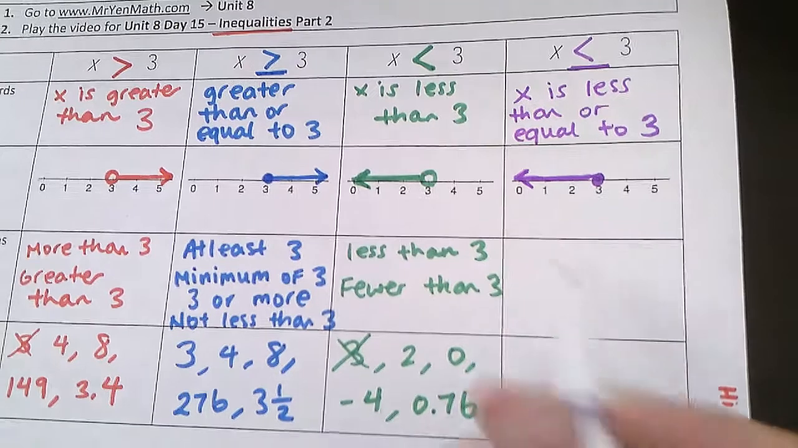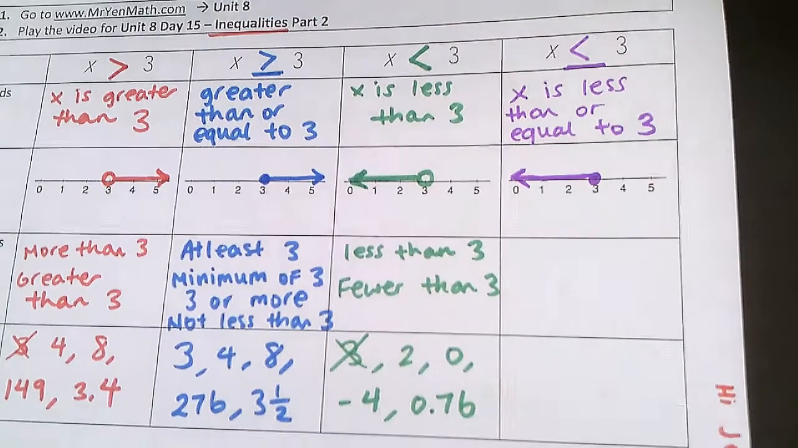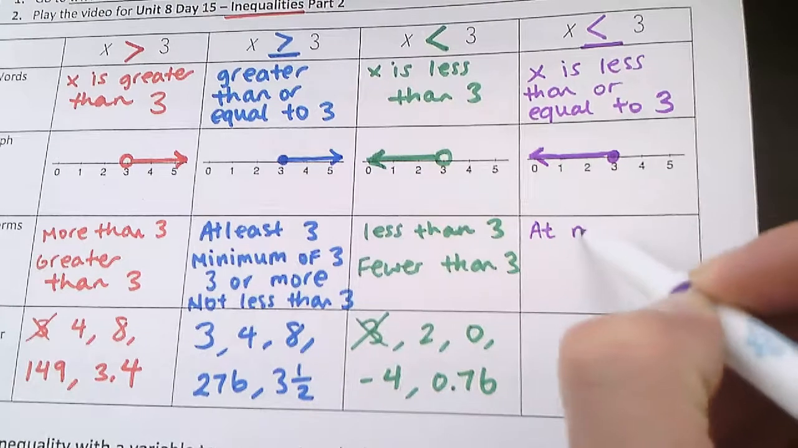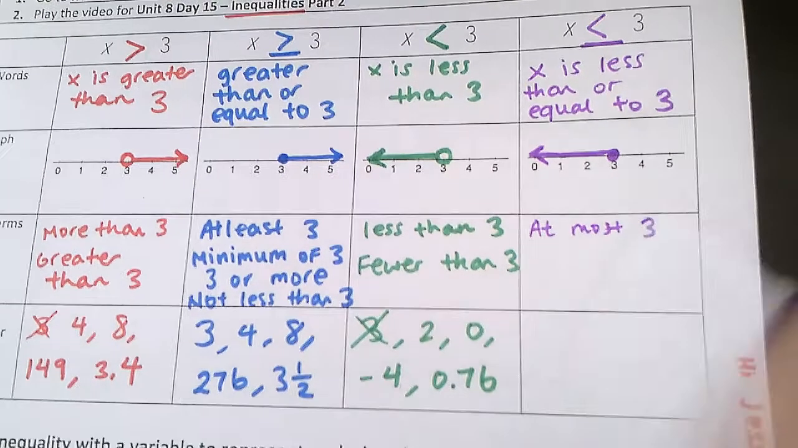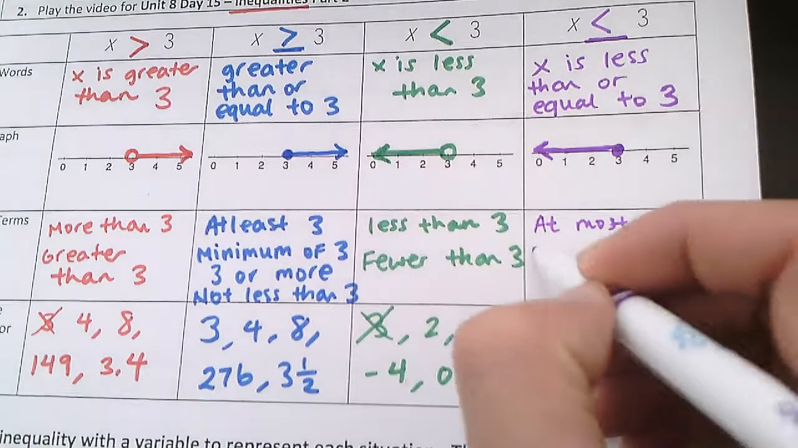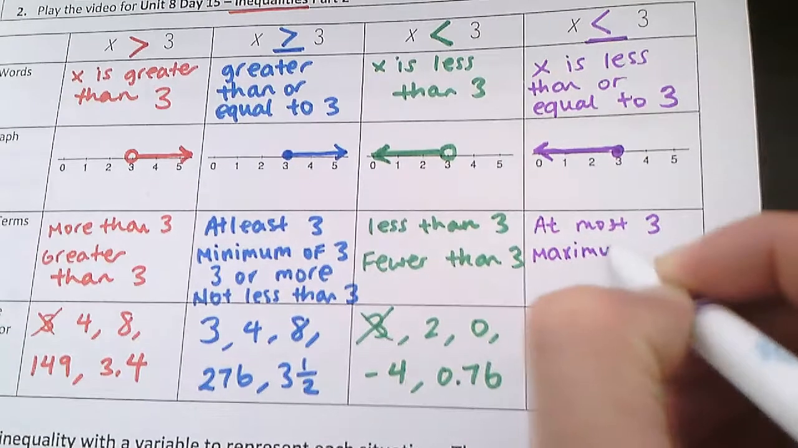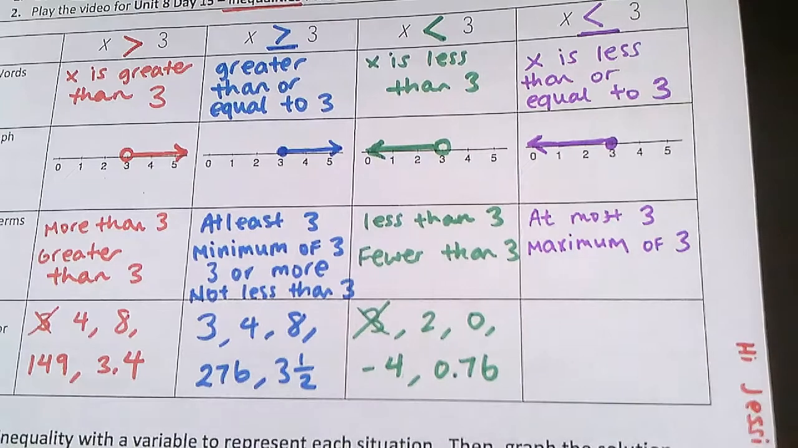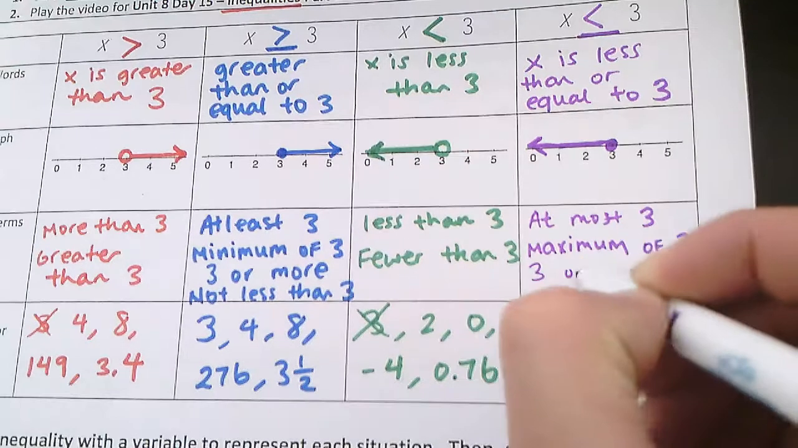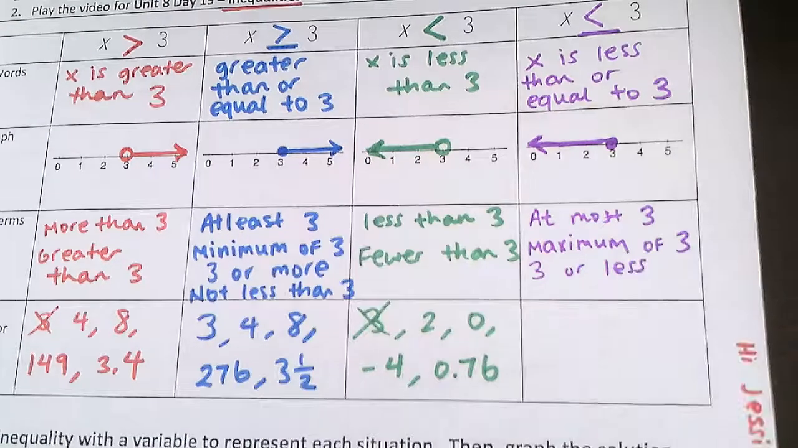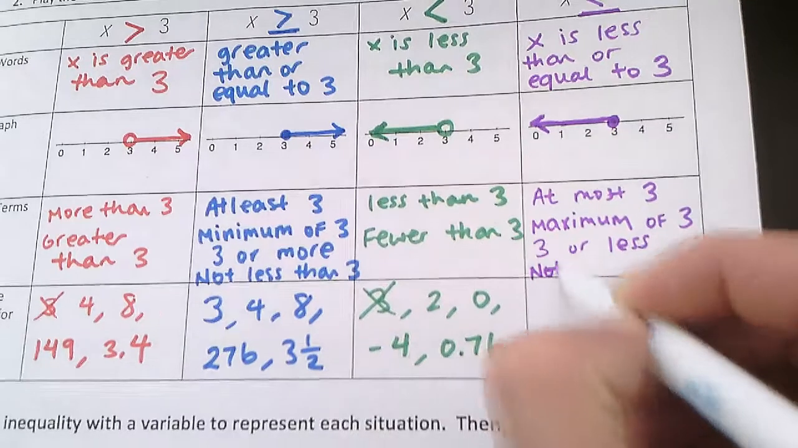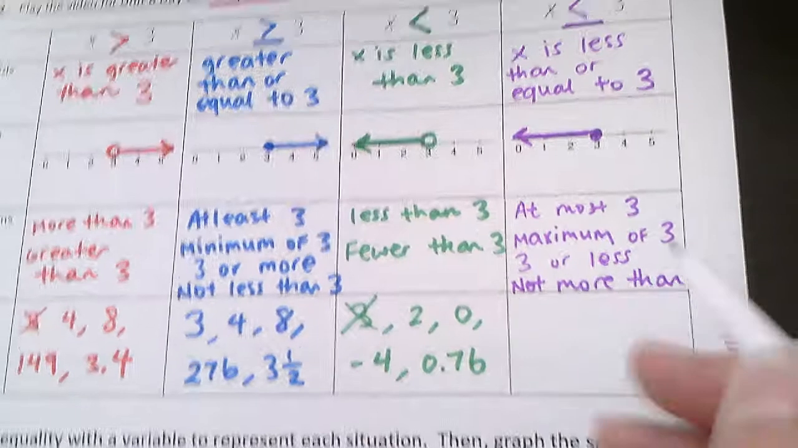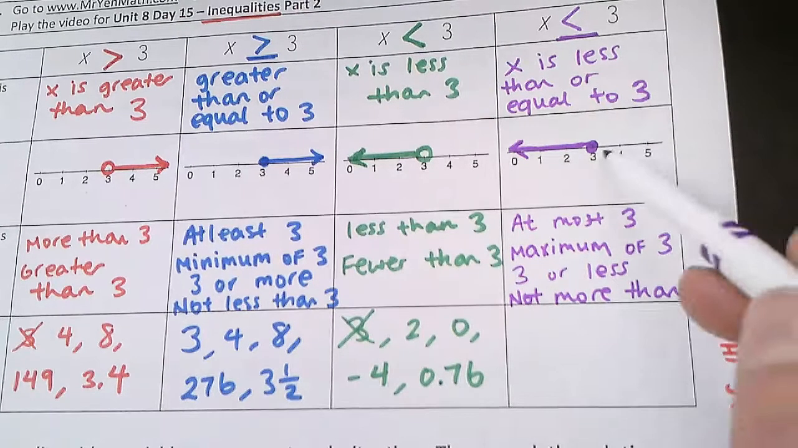And some key terms to look out for if it's x is less than or equal to 3. It might say at most 3, or a maximum of 3, or 3 or less, or not more than 3. So all those are the same as this right here.